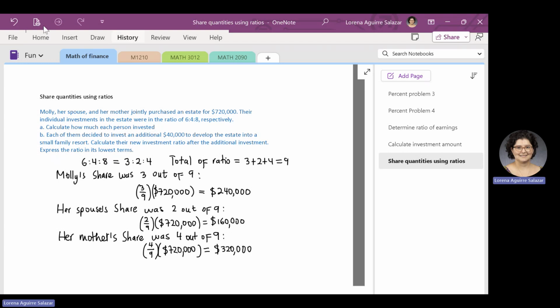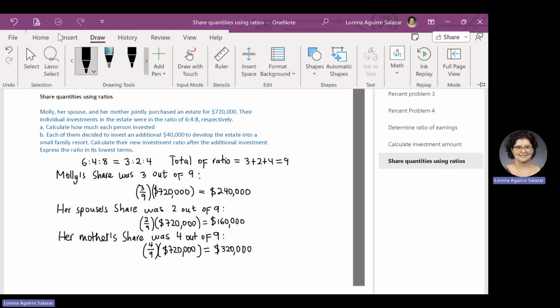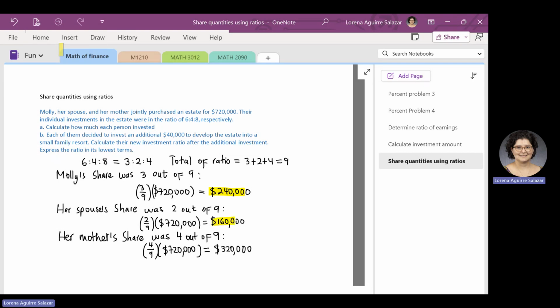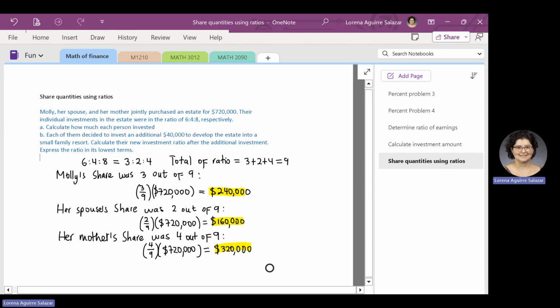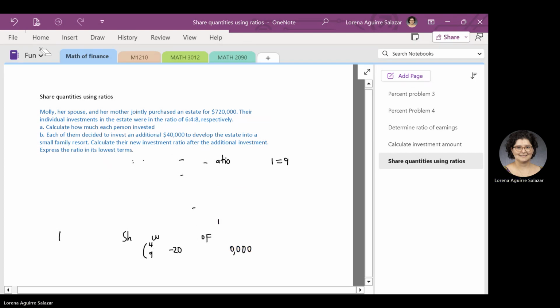Let's move on to working with part B of the problem. So these are the answers to part A. Let's work on part B of the problem. And for that, I'm going to erase the screen. So let me erase what we did here, and then write what we're going to do for part B.